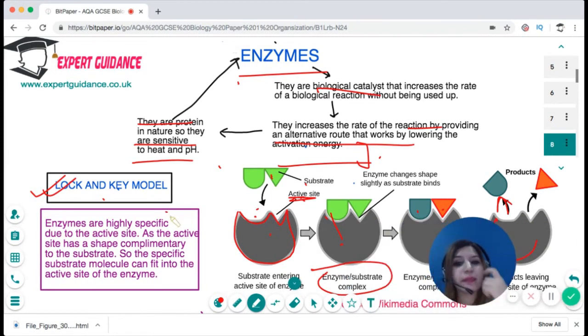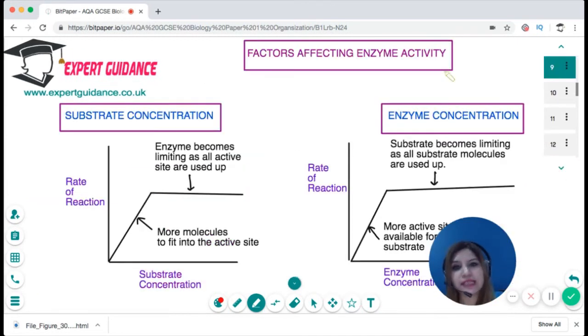So remember, enzymes are highly specific due to the active site. The active site has a specific shape which is complementary to the substrate, so the specific substrate molecule can fit into the active site of the enzyme. Now, what are the factors that affect enzyme activity?